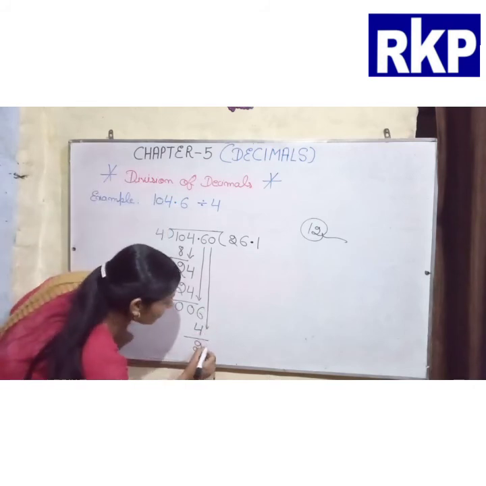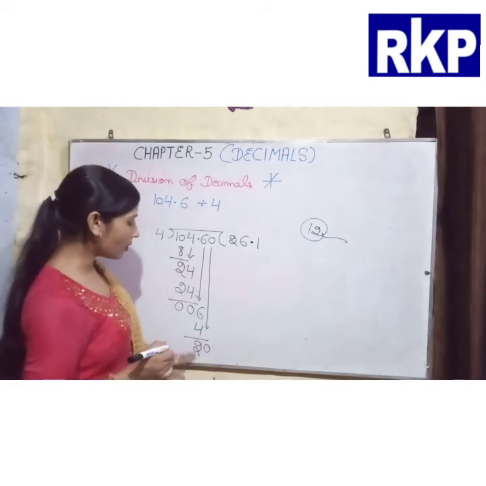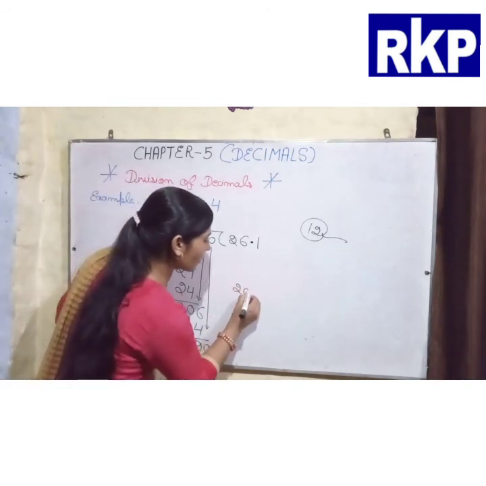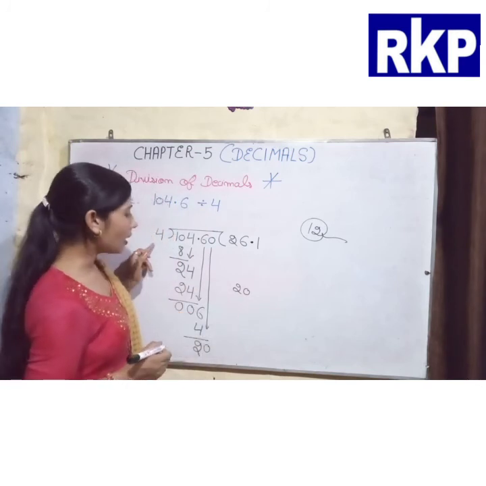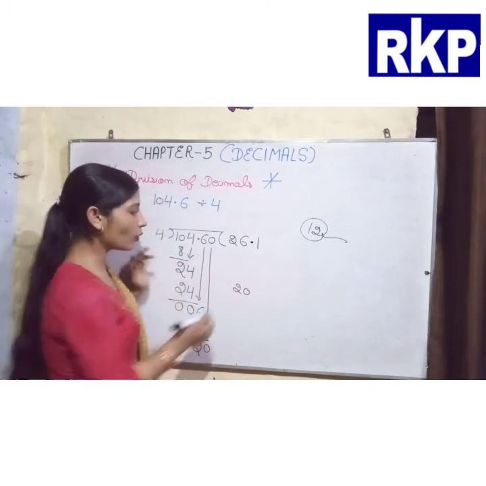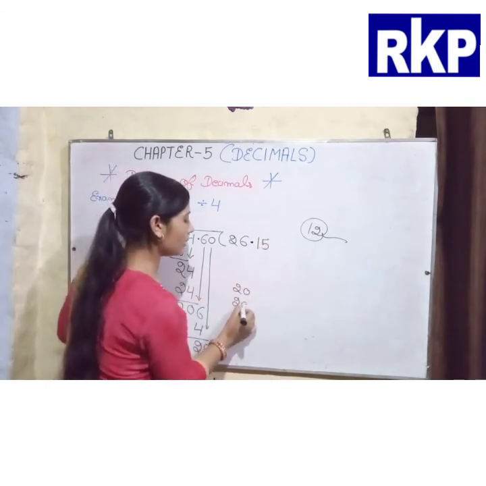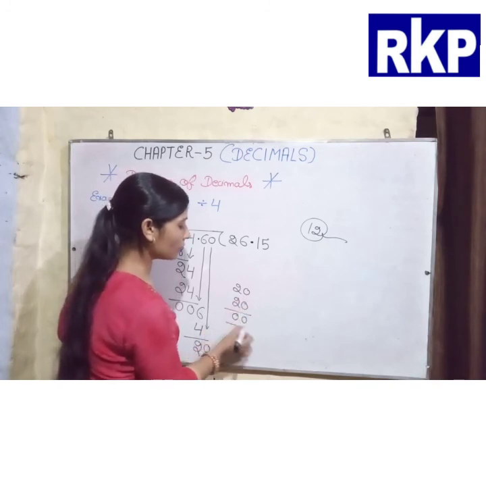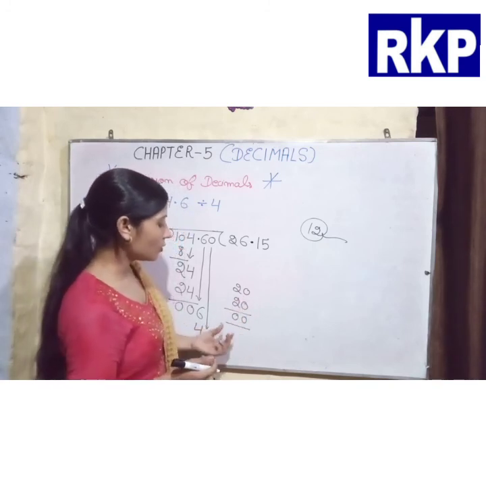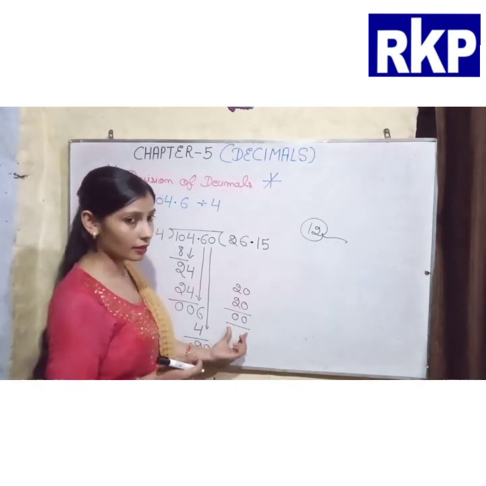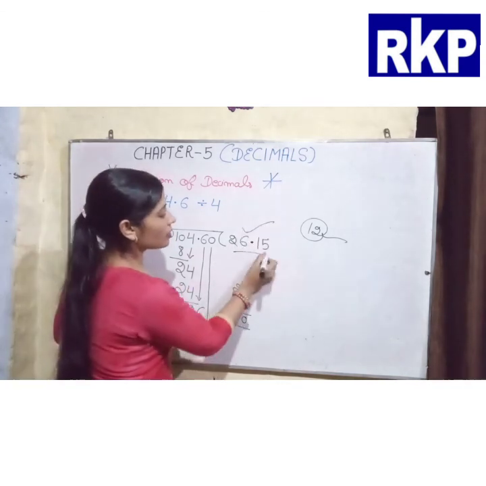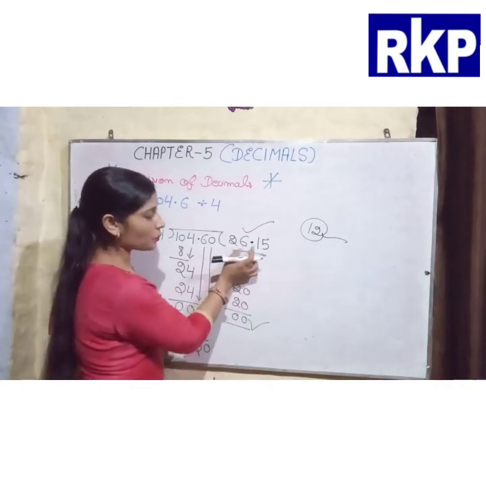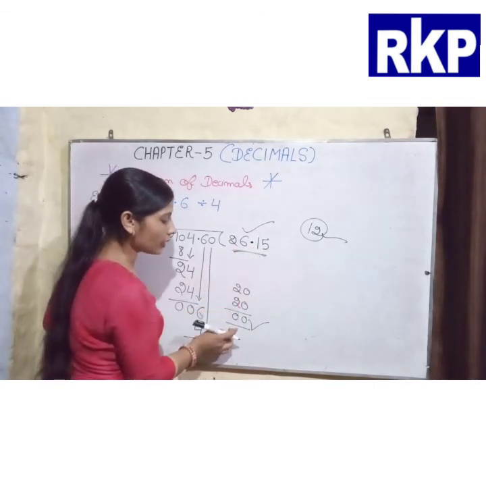Now we can write here 0. Now we have to divide 20 by 4. 4 fives are 20. Now we have to subtract this from this. So now we write here 0. So 0 is the remainder. Now this will be the quotient and 0 will be the remainder. So 26.15 is the quotient and 0 is the remainder.